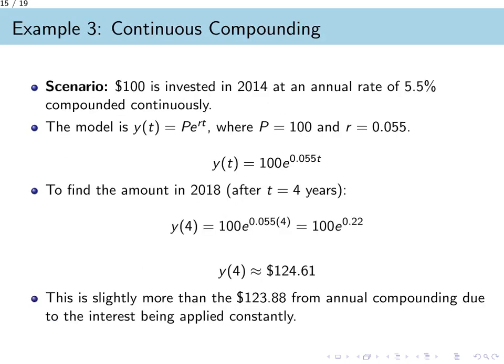Let us now consider a different method called continuous compounding, which is a powerful model for investments where interest is applied constantly. For this, we use the formula y of t equals p times e to the power of r times t, where the letter e is a special mathematical constant.